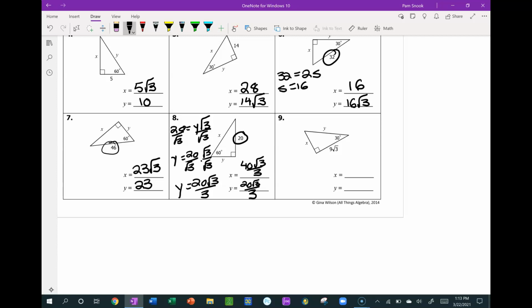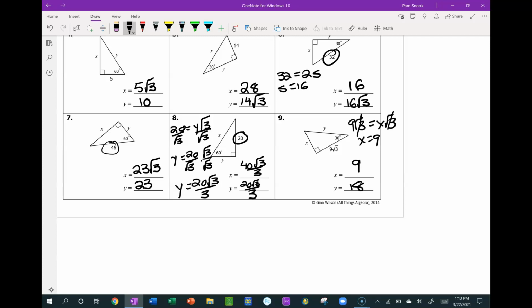The long leg is now 9 root 3. Believe it or not, this is actually much simpler than it looks. I know my long leg 9 root 3 is going to equal X times root 3. Just divide both sides by root 3. X equals 9. Easy peasy. Hypotenuse, 9 times 2, 18. And we're done. Easy peasy.